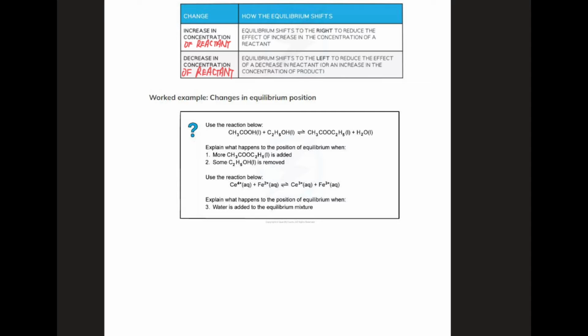Okay, now use the reaction below. This is the reaction. Explain what happens to the position of equilibrium when water is added to the equilibrium mixture. So you think about it. What do you think? What will happen?